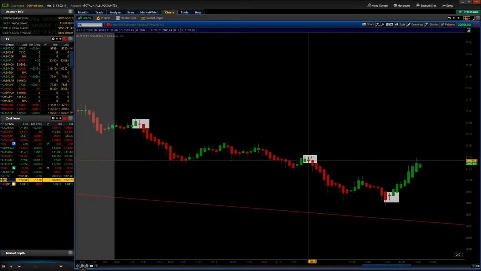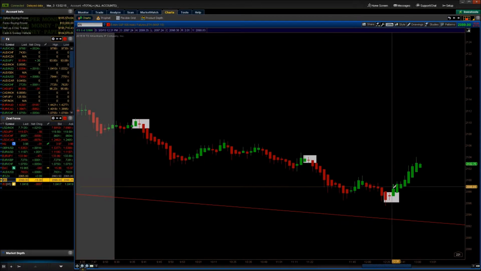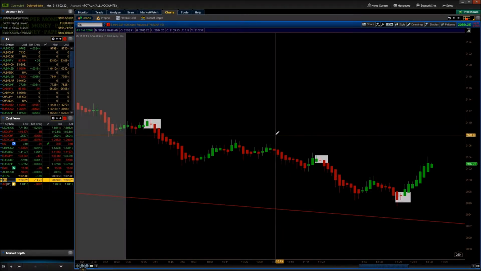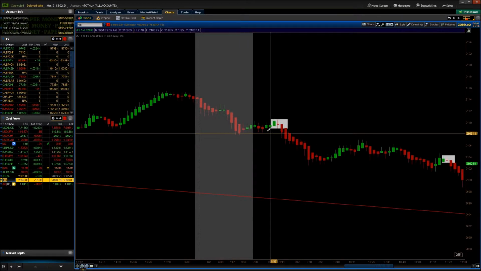But here, look at this. Doji, perfect doji, bam, sell, bam, buy. So I'm done for the day. I got my monies. So anyway, I just want to go over that.